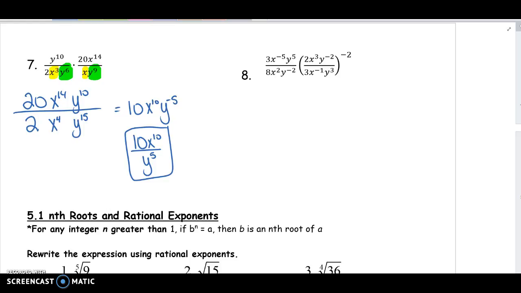If you would like to try number 8, I definitely have the answer at my desk. You can check that with me if you'd like, but we aren't going to do it.